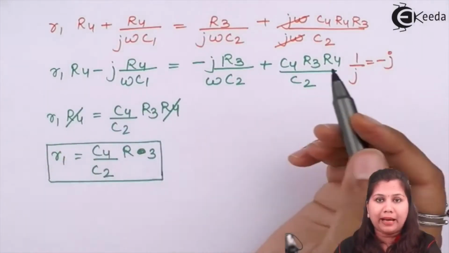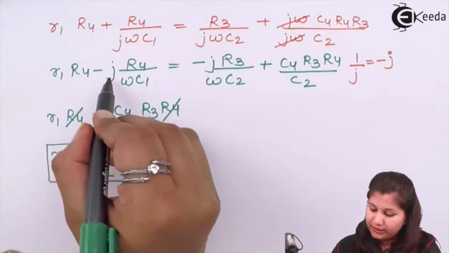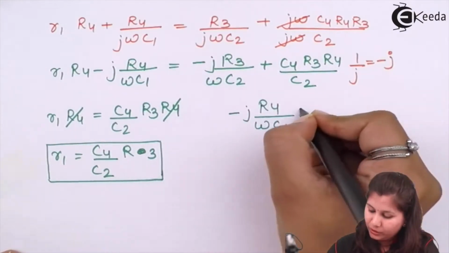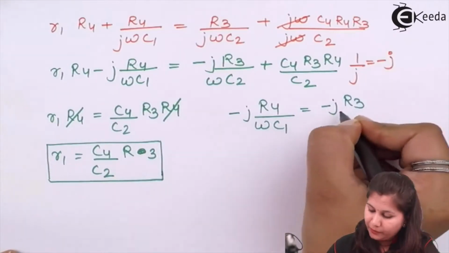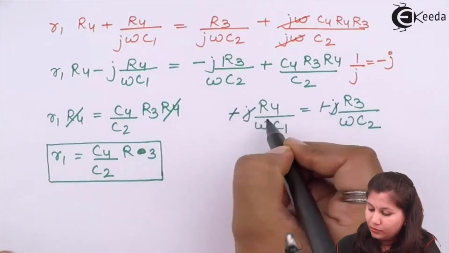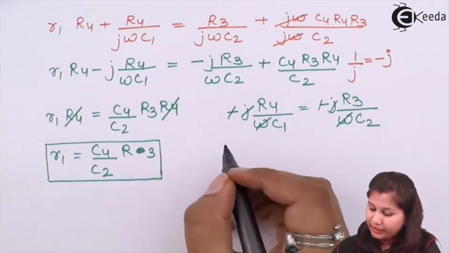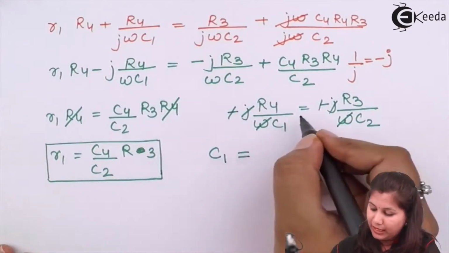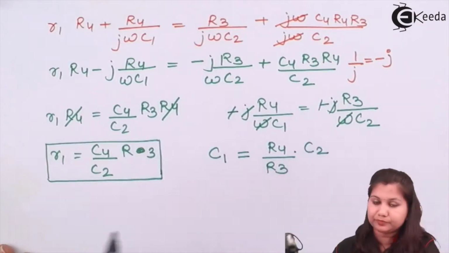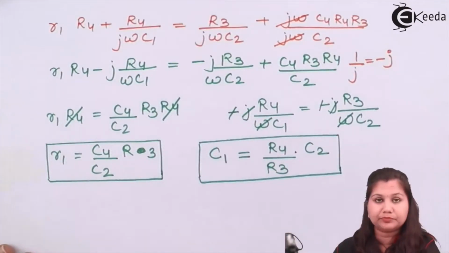Now if we equate the imaginary parts, the imaginary parts are those having j omega terms. So minus j R4 upon omega C1 equals minus j R3 upon omega C2. Minus j and omega will be cancelled because they are present on both sides of the equation. So we will get the value of the capacitance C1 as R4 upon R3 into C2. This is the value of the capacitance C1.